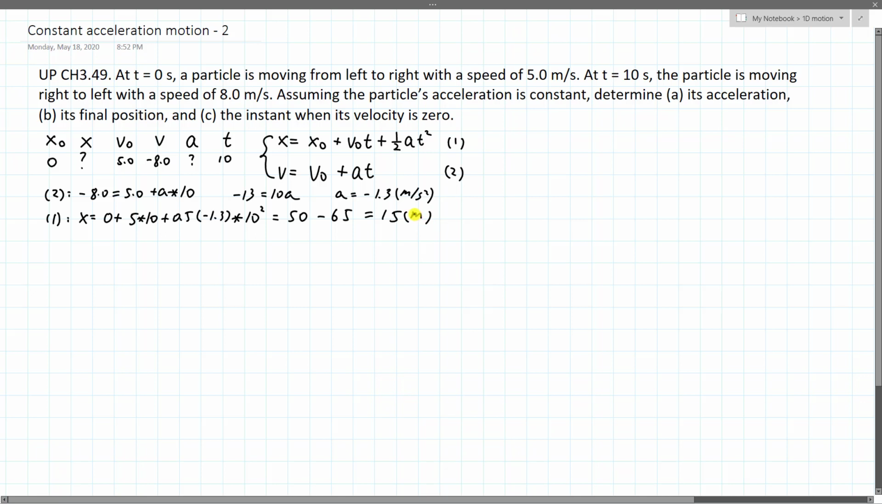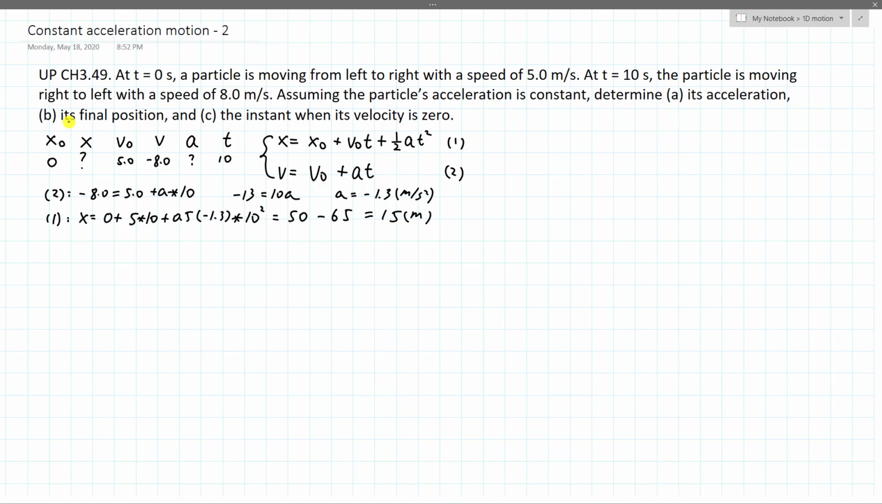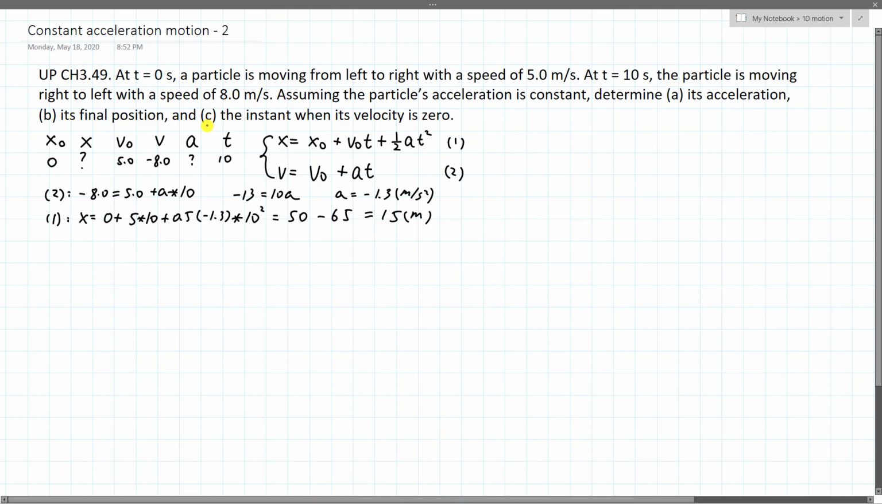Okay, so with just the first two parts, A and B, this is pretty much the same as the previous example, although it's slightly more complicated. But what is the third question asking? The instant when its velocity is 0. So that is asking for the time. Basically, you look for a time, not this time, because at this time the velocity is not 0, it's minus 8. You're looking for a different point in time when the velocity is 0.